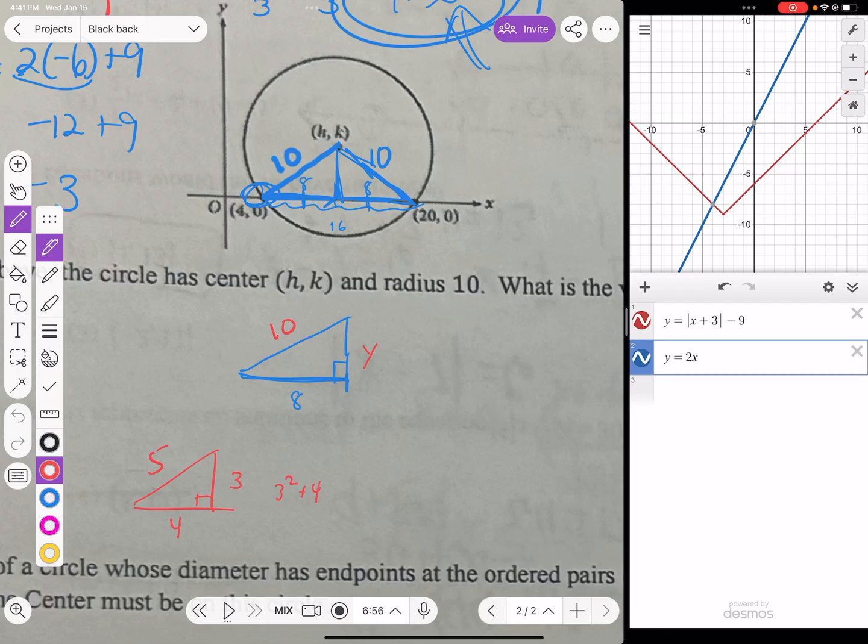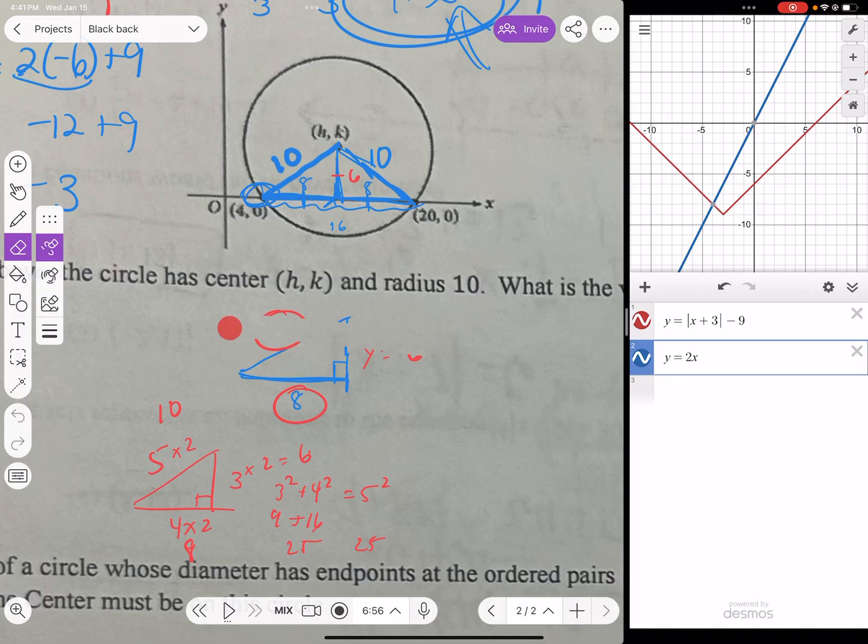3 squared plus 4 squared equals 5 squared. This is 9 plus 16, 25 equals 25. Well, if I took this side times 2, this side times 2, and this side times 2, this would be the same triangle, just bigger. So 6, 8, 10. So if this is 8 and this is 10, this would be the 6. So I know it's 6 units tall, and I could then tell my k is 6. Okay. So that's one way to do it.